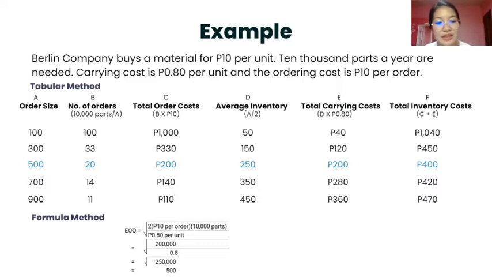And then for formula method, so di ba square root siya sa 2 multiplied by the cost per order multiplied by the units required annually and then divided by the carrying cost per unit. So calculate ni siya, then we will arrive at 500. The same with the tabular method.